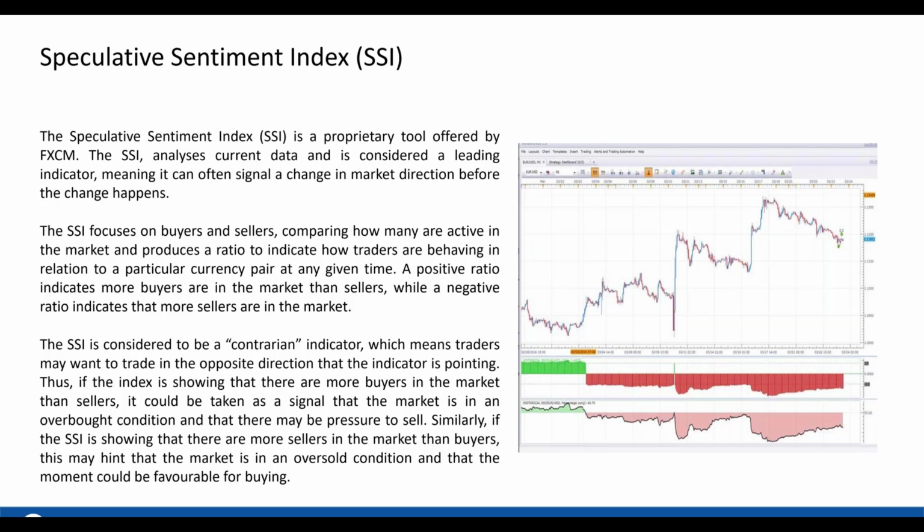The SSI focuses on buyers and sellers, comparing how many are active in the market and produces a ratio to indicate how traders are behaving in relation to a particular currency pair at any given time.